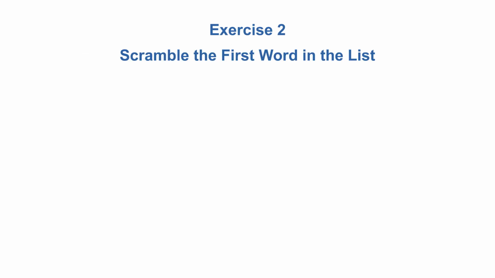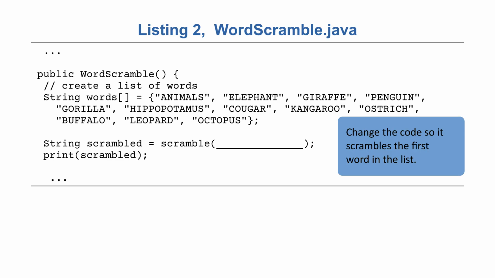Exercise 2. Scramble the first word in the list. Change the code so it scrambles the first word in the list. Hint, pass the first item in words to scramble. Run it. What happened? It should have scrambled the first word in the list. For practice, let's change the program so it scrambles the last word in the list. To do that, you'll need to know the index of the last word in the list.